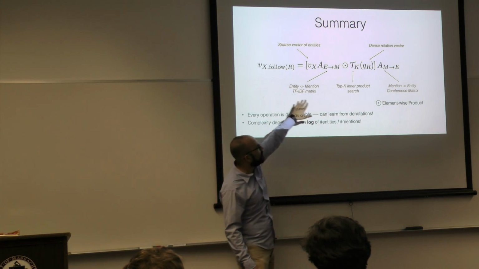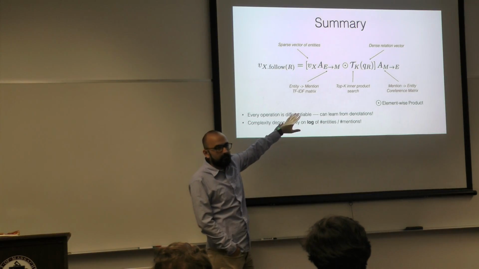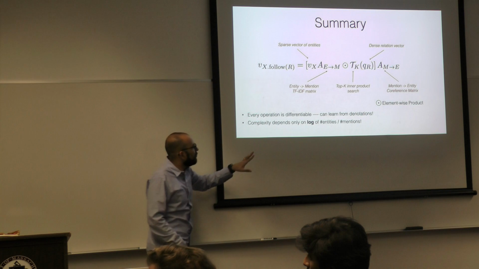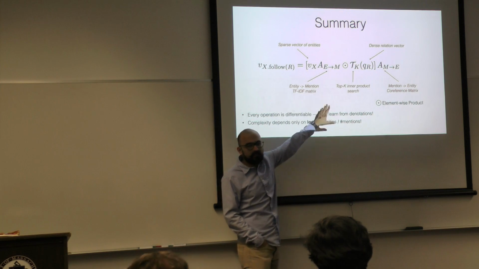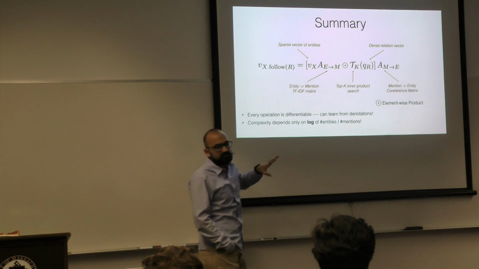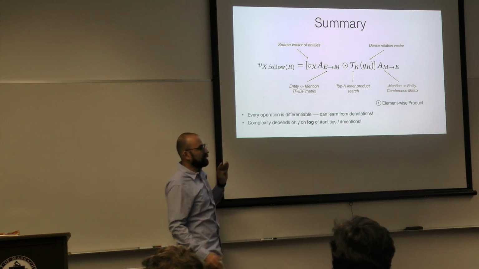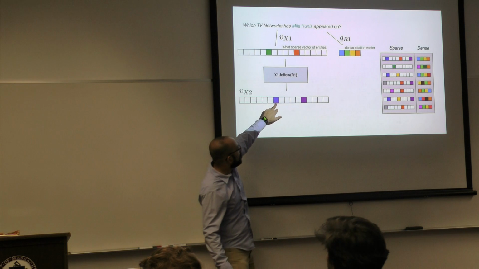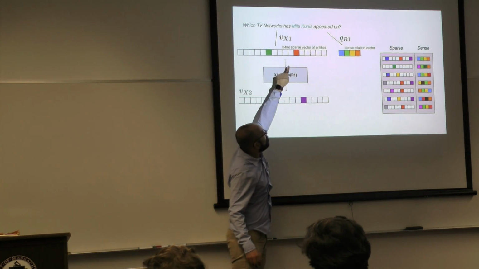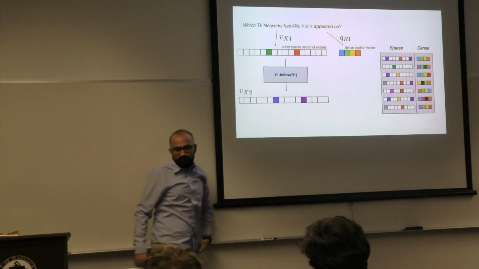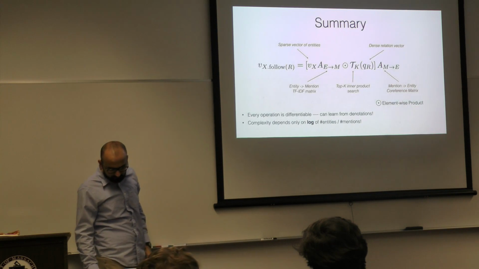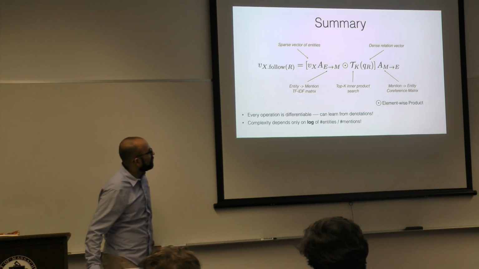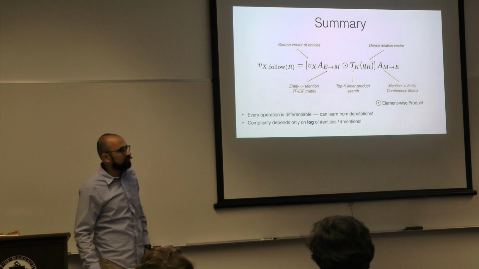So to summarize, this is what the whole operation looks like. And I'm not going to go into the details here, but the thing to note is that every operation is either a vector matrix multiplication, an element-wise multiplication, or a maximum inner product search, and all of this is differentiable. So what that means is that the weights of the output entities are differentiable with respect to the weights of the input entities and that relation vector. So we can learn end-to-end given just the answers and the question. And it's efficient because every operation depends only on the log of the number of entities on the page.